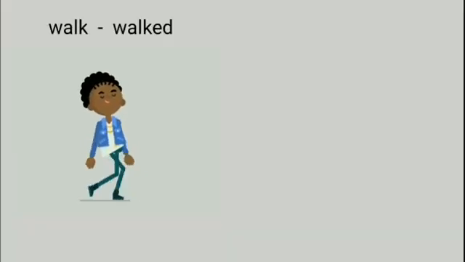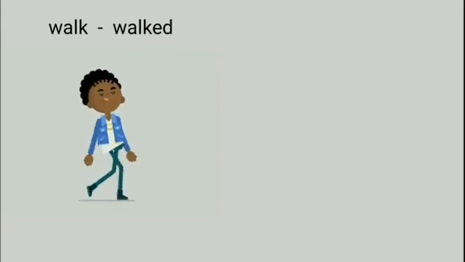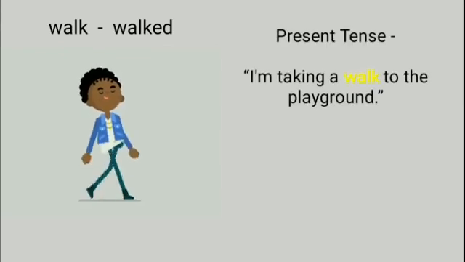Here I have the verb walk. So when I convert this and add the alphabets ed to the verb, it becomes walked. So let's see if we can convert this into sentences. So in the present tense, I am going to use this verb walk as I am taking a walk to the playground. Here we're talking about an action that is happening in the present. I am taking a walk to the playground.